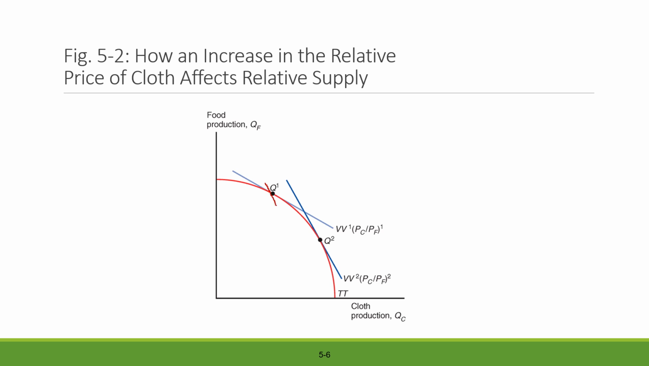Let me draw a parallel iso value line to the new line on the new prices. If you see, we will have a lesser value for Q1. Now Q2 has more value as compared to Q1. Why has this happened? This happens because of the change in price. Now, if the price of cloth has increased, the supply of cloth must increase as well.